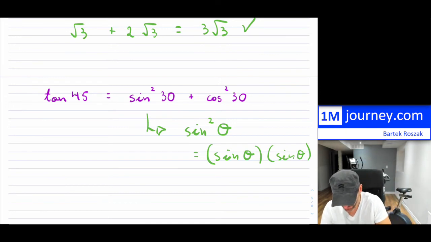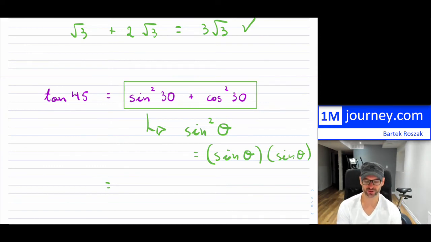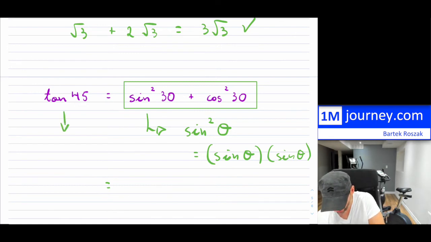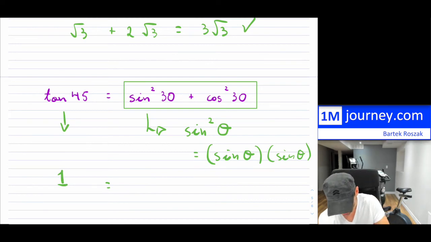So here, what we have is a trig identity. For any angle, when you put sine squared and cosine squared of an angle, this actually equals something. It's going to be equal to 1, but let's just show it. Tangent of 45 we know is equal to 1. Now, sine of 30 degrees is just equal to 1 over 2, and now we have it squared.